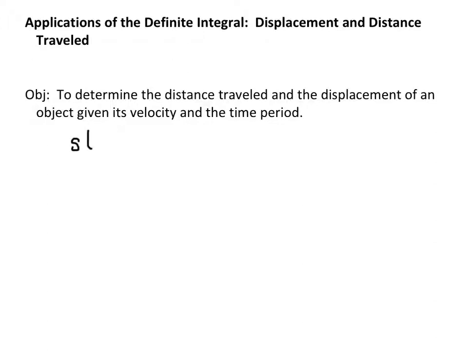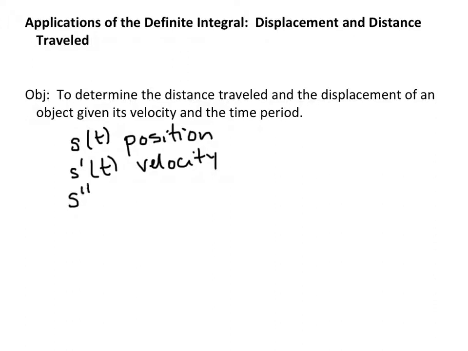We know that if S of t is position, then its derivative is velocity, and its second derivative is acceleration.